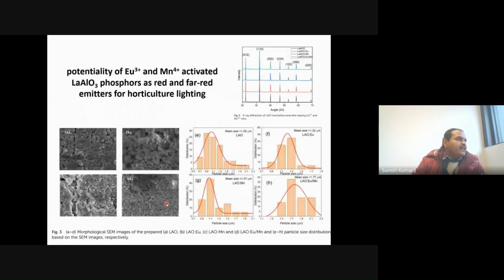For this, we have developed europium and manganese activated lanthanum aluminium oxide phosphors, which emit in the red and far red region as a complement to these LEDs. We have synthesized lanthanum aluminum oxide doped with europium and manganese, where the XRD exactly matches the diffraction pattern, and these are the SEM images, where we got a particle size of around 1 micrometer.